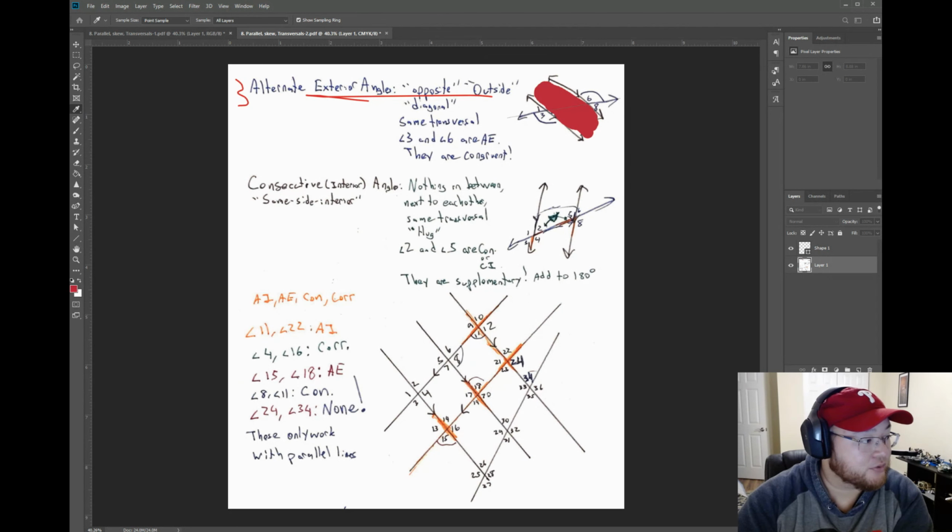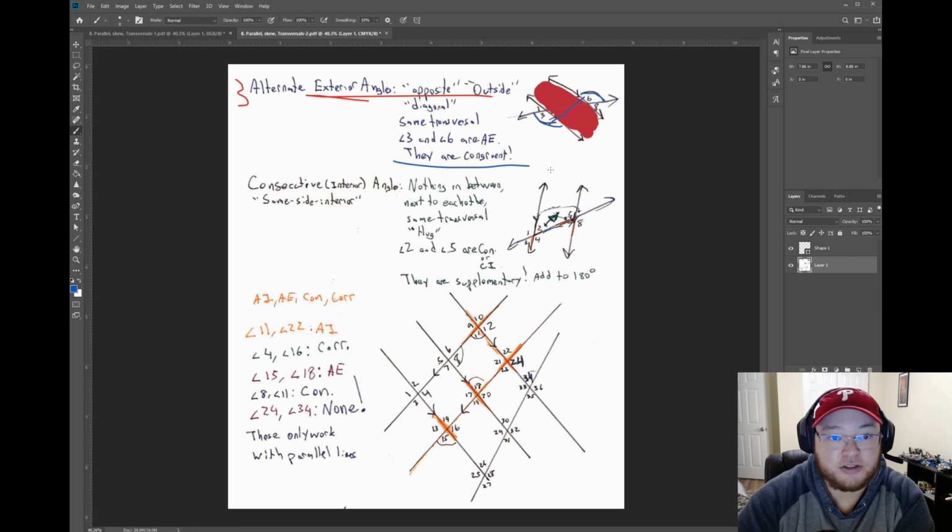So if you look at angle, what did I say? Angle 3 and angle 6, they are diagonal from each other, right? This is angle 3. You go diagonal across that line, and they're on the outside. To angle 6, they're alternate exterior. And then 1 and 8 would be alternate exterior as well. They are also congruent. And I forgot to say that for alternate interior, congruent. Like I said before, that's super important.